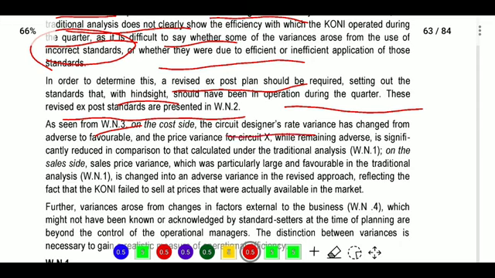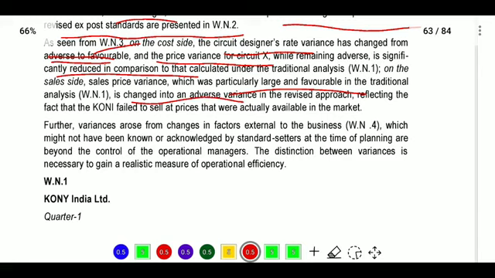What is happening there? There is an adverse variance which has been converted to favorable, and the price variance of circuit X, while remaining adverse, is significantly changed. If we see the two, one was changed from that. We will discuss it here: particularly large favorable variances in the traditional analysis are changed into adverse variances, which the revised approach reflects. Next, further variances arise from changes in factors external to the business, which we provided in working note number 4, which might not have been acknowledged by standard setters at the time of planning. So we will write this in paragraph 5.